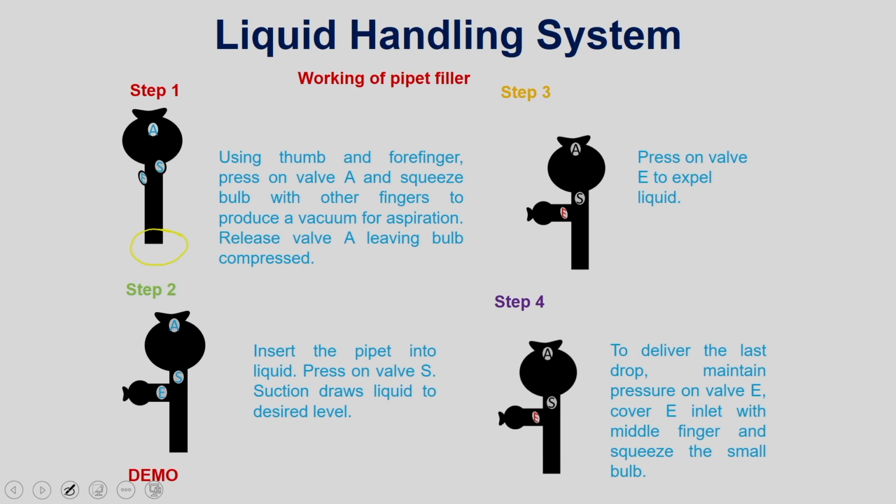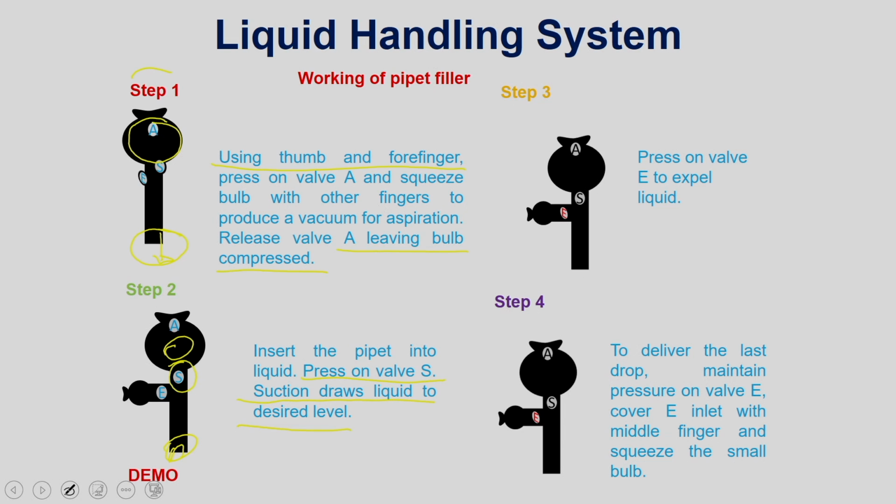How is the rubber bulb going to work? In step 1, you use your thumb and forefinger to press the valve A, which means you press the bulb, and that squeezes the air out of this pipette filler, making the bulb compressed. In step 2, you connect the pipette to this, insert the pipette into the liquid, and then press the valve S. As soon as you press the valve S, it draws the liquid from the liquid vessel with the help of suction.